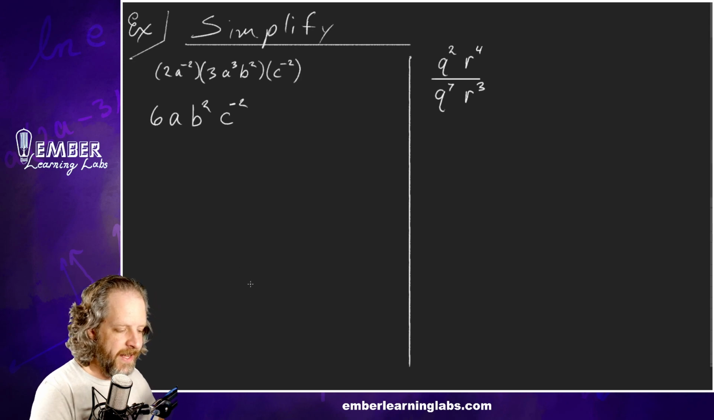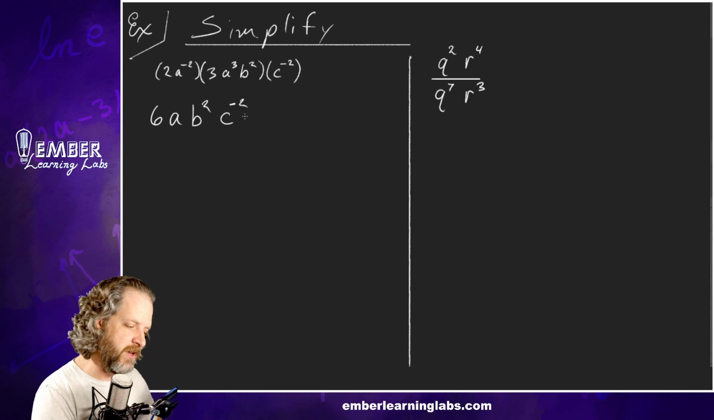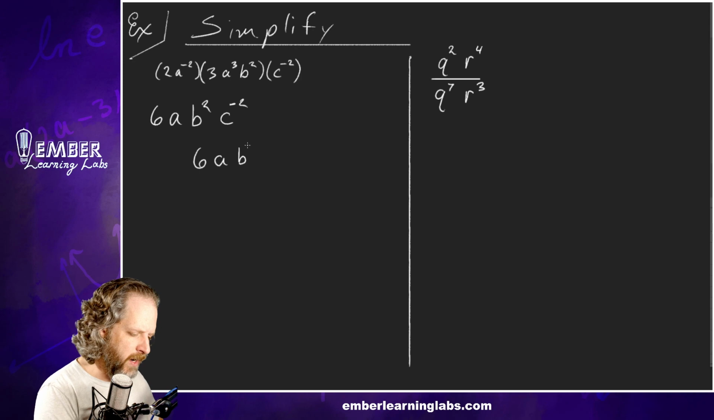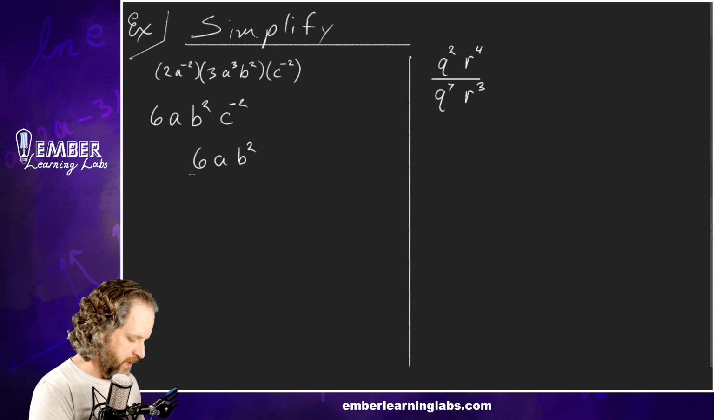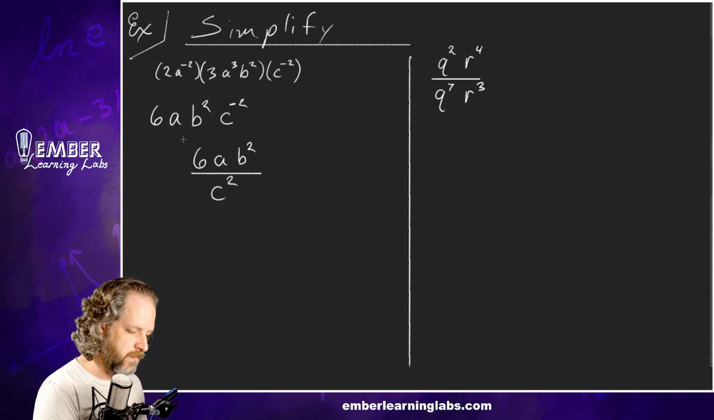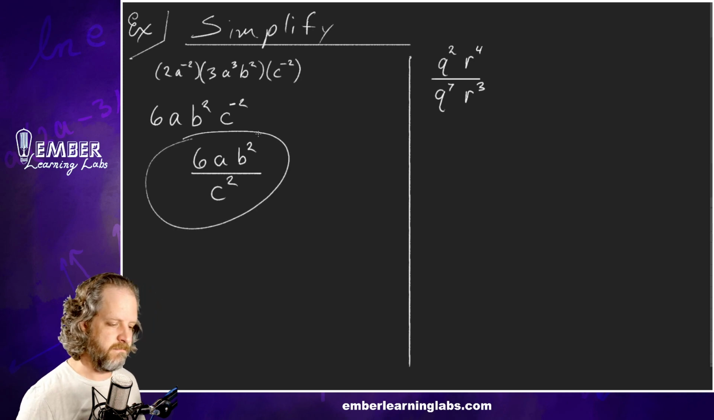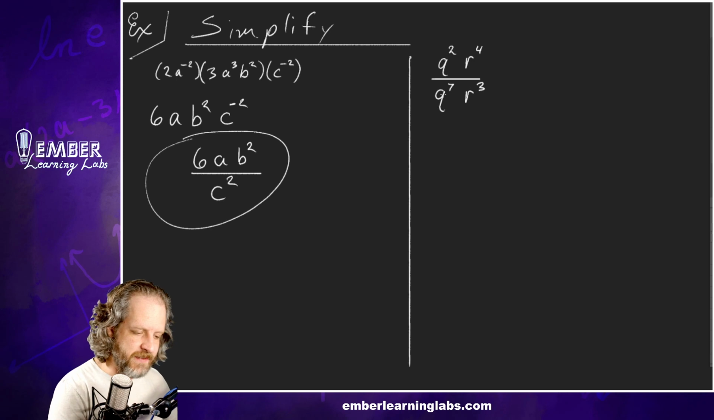We don't like that negative exponent. We got to deal with that. How do we deal with that? Change levels. Bring him from the top to the bottom. All right, 6ab squared all stays on top because they're not negative. They don't have a negative exponent, right? And then the c squared comes down to the bottom. Easy peasy.